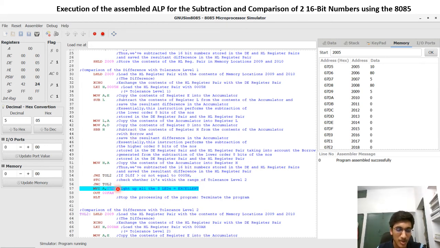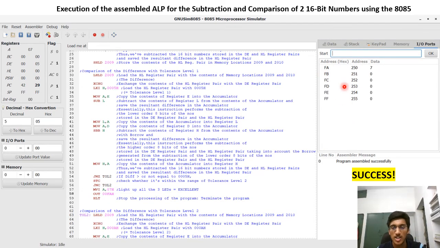This clearly indicates that as desired, our resultant difference falls within the tolerance value, and therefore we light up all the three LEDs by providing 07H to the output port, by storing it in the accumulator and then outputting it by the OUT instruction on the output port specified with the address FAH. Once this has been done, you can clearly see that the FAH port now contains the data byte 07H, and thus all the three LEDs corresponding to the lower order lines of this LED setup would be lit up as desired. Thus, our assembly language program has been executed successfully, and our automated speech therapy model proves to be a success.